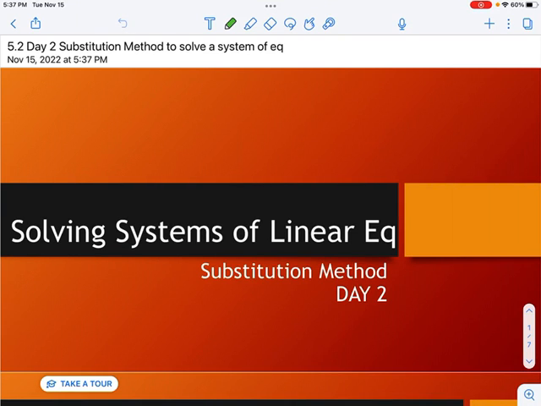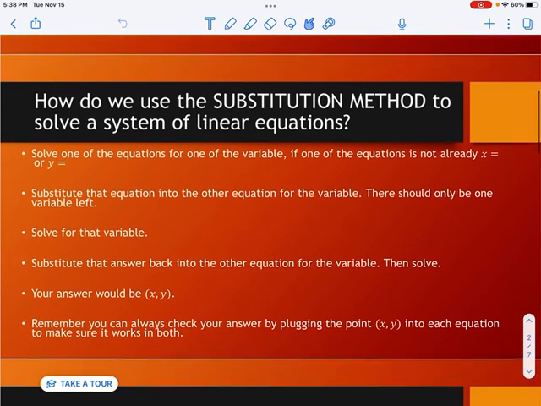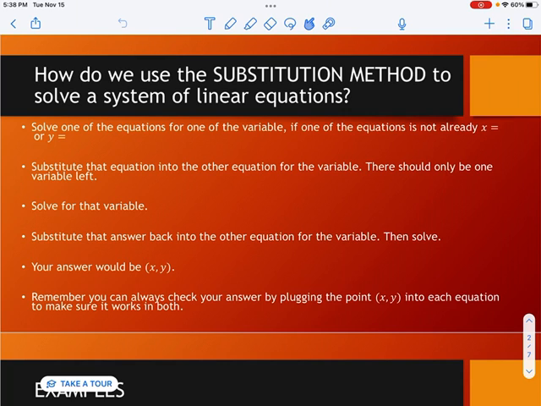All right, we are going to be continuing solving systems of linear equations using the substitution method. Now, if you remember back to yesterday, here's what we do with this. This is how we use the substitution method. So what we're going to do is make sure that one of the equations is solved for a variable, meaning when I'm done, it should say x equals yada, yada, yada, or y equals something else.